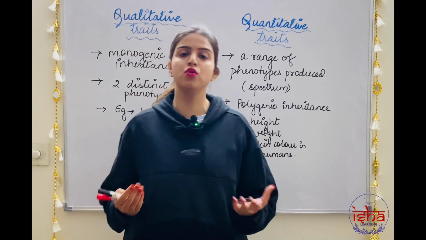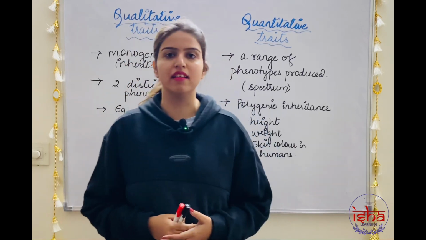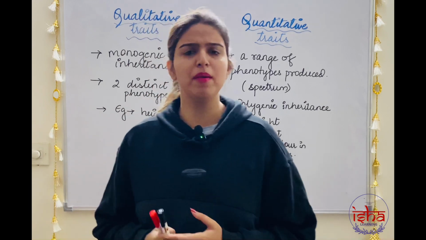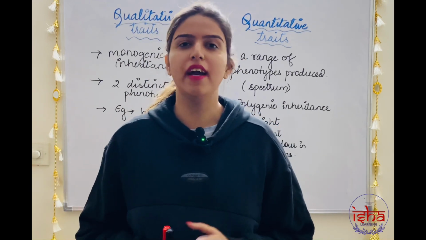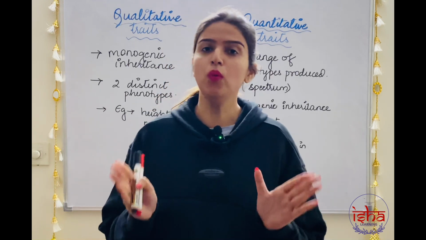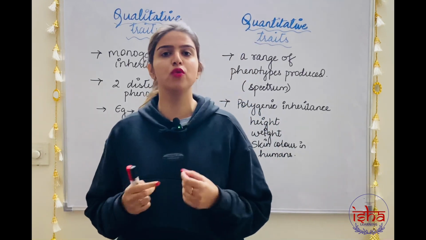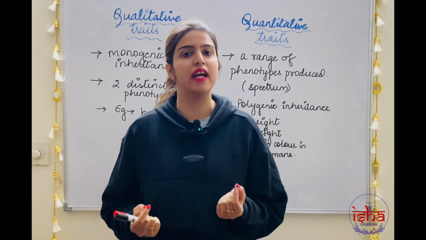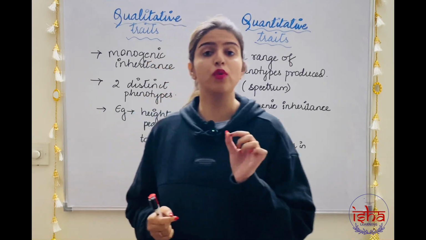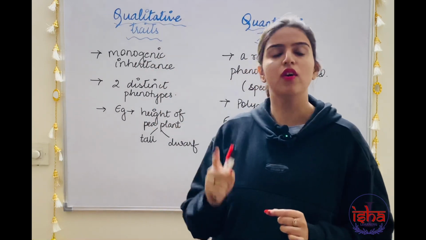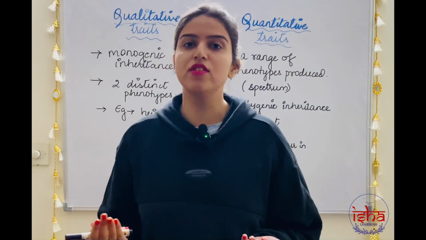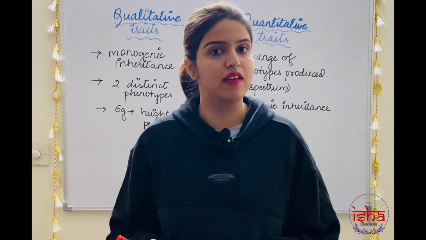Well, we are used to watching the Mendelian characters. Like height in pea plants, we know two different phenotypes are produced, tall height and short height. So these are two distinct phenotypes produced for a character, that is your height. This represents what we know as a qualitative trait, where one gene is responsible for one character.